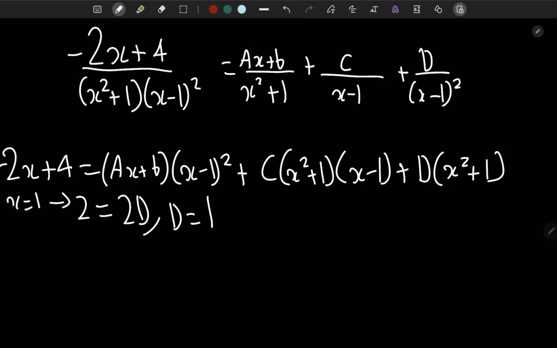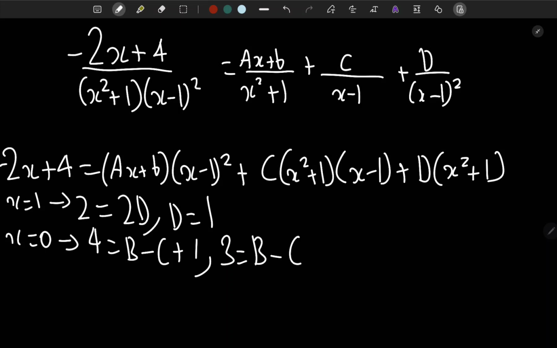Another value that we can substitute in x here is 0. So we just need to try with random numbers now, until we get all our unknowns. So here we are going to be left with 4 is equal to b minus c plus d, and d we will already have it, so we can just cancel out and replace with 1, and here we are gonna get that 3 is equal to b minus c.